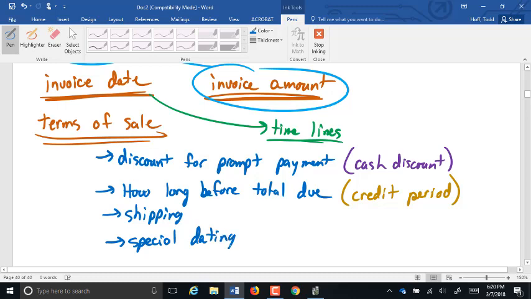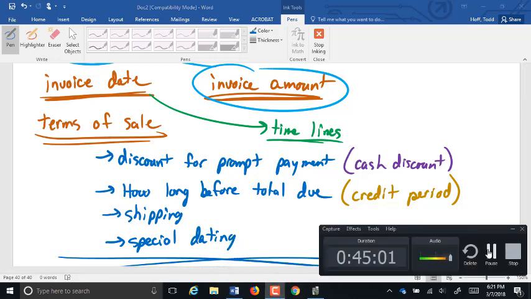It is time for our break, so let's go ahead and take our break at 6:21. We'll come back at 6:31 and we'll talk more about these pieces of an invoice. Time to roll on.